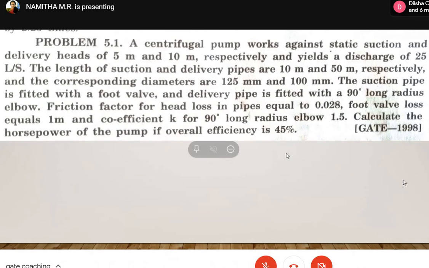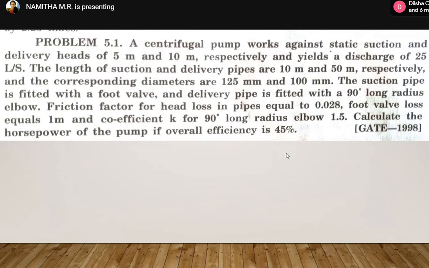Yes, miss. Now we will see this problem. A centrifugal pump works against static suction and delivery heads of 5 meter and 10 meter respectively. So static suction is 5 meter, delivery head is 10 meter. And it yields a discharge of 25 liter per second. So discharge is 25 liter per second.